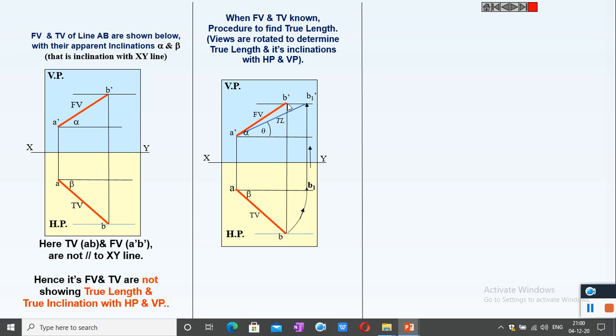Similarly, we can find the true inclination of the line with the VP also. For that, with the center as A dash and radius equal to A dash B dash, you draw an arc which will cut here. That point is denoted as B2 dash. It is dropped down. Here we get B2. From there, taking radius A B2, draw an arc to cut the locus of B.